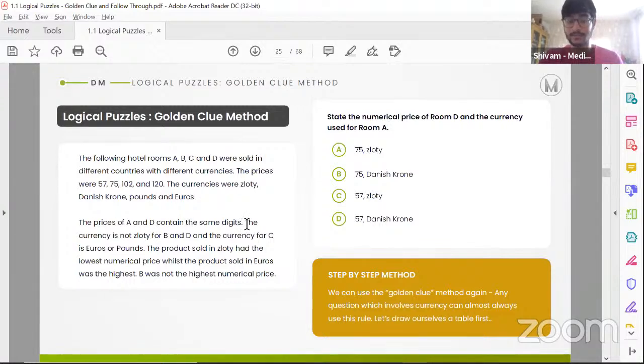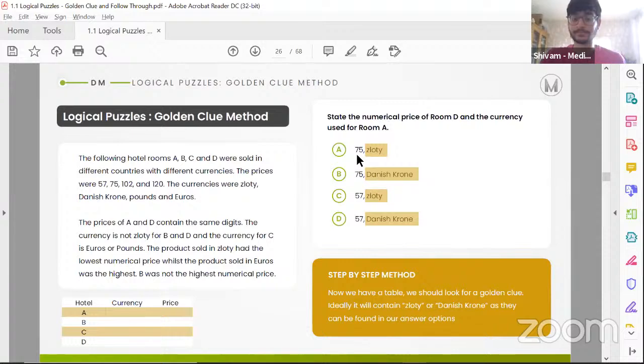We looked at the second sentence, which said the currency is not zloty for B and D. So that means it must be between A and C. But then we find out here that the currency for C is euros or pounds. So therefore, zloty must be A. And we know that we eliminated C right at the beginning using the golden clue rule. So therefore, the answer there is A.